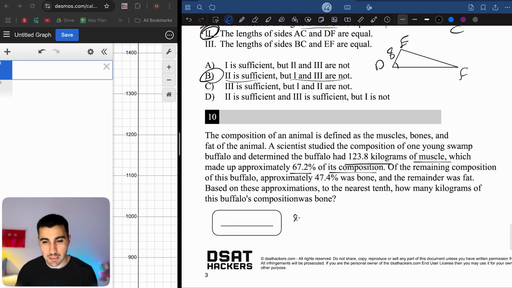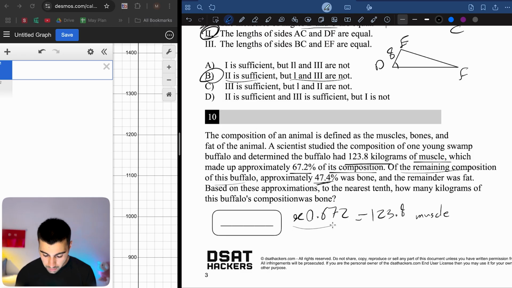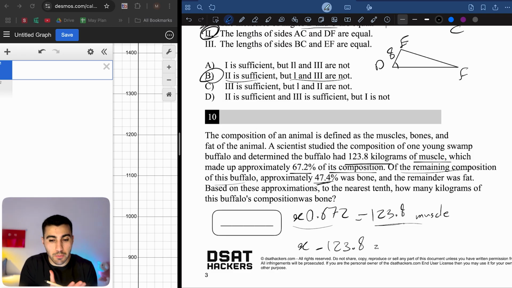Let's say X is the whole composition of the buffalo. 67.2% of this, so 0.672 times X, is equal to 123.8 kilograms of muscle. Of the remaining composition of this buffalo, approximately this much was bone. X is the whole thing, right? This much was muscle, so X minus 123.8 is the remaining. The whole composition minus the muscle is the remaining, and of this remaining, 47.4% was bone.